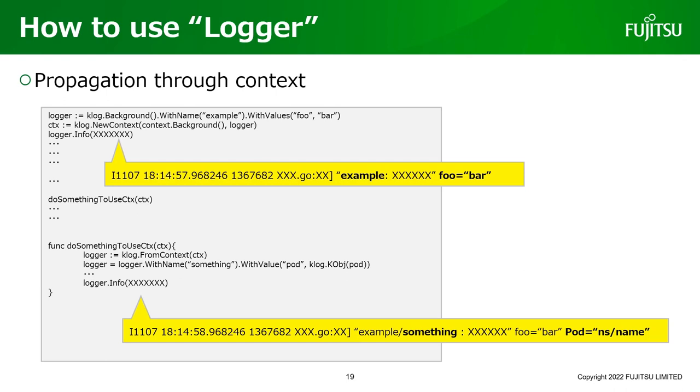We pass that context to a function, and within that function, we initialize the logger by using klog.FromContext. After that, we pass new information to this logger in the function and output the log. As a result, all logs in this function will have the prefix example/something and the values foo equal bar and pod equal ns/name. Using loggers in this way makes it easy to trace call relationships.